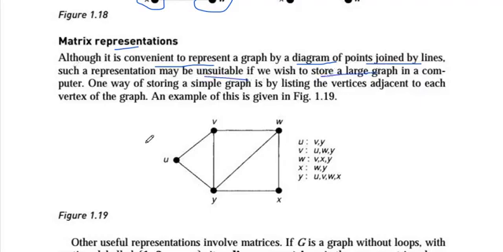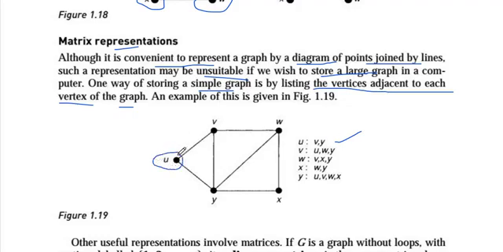Okay, let's say there is a large graph and we have to store that data, which vertex is joining with which edges. So we have to store large data. But if we convert that graph into a matrix, we can store many matrices. In a computer, one way of storing a simple graph is by listing the vertices adjacent to each vertex of the graph.